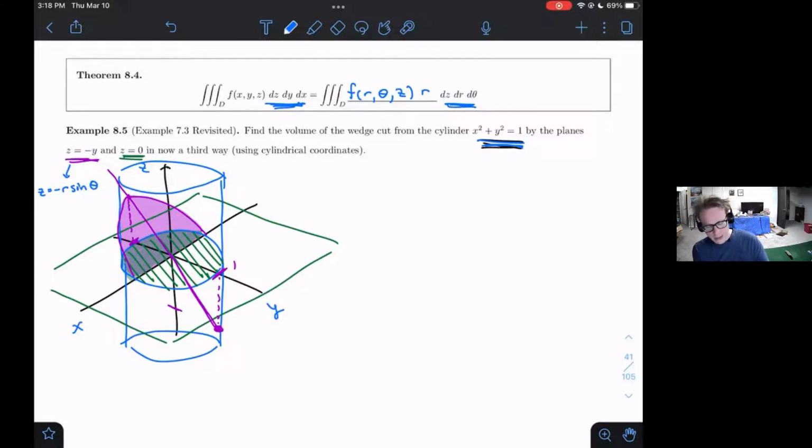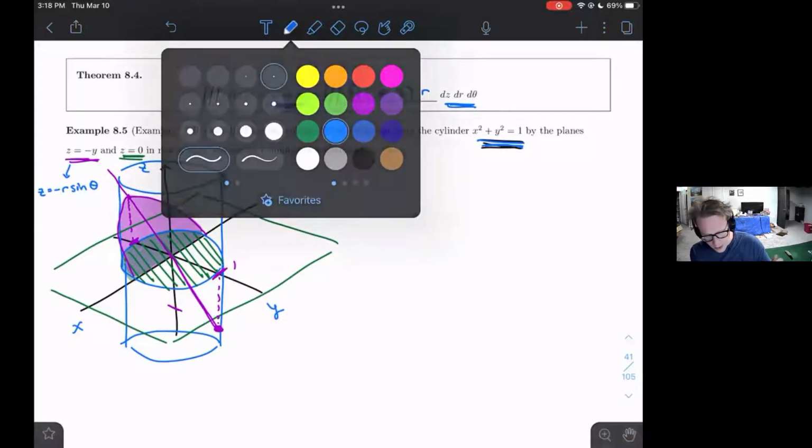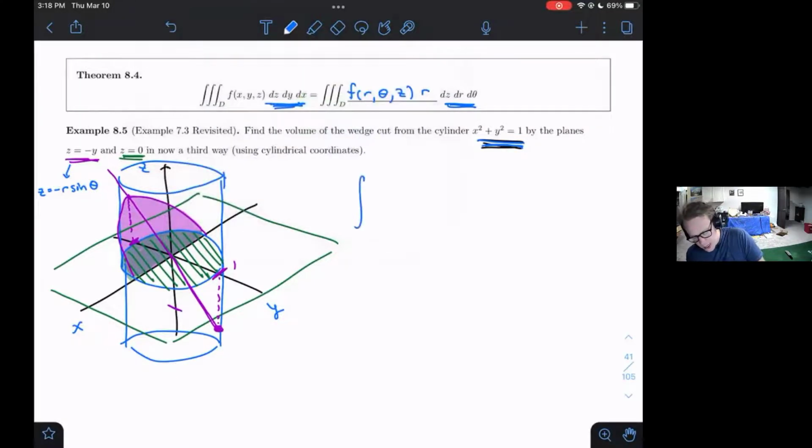Okay, with that, if I was to try to calculate this volume, we need a triple integral here. If I want to calculate the volume of this wedge, the function here is going to be 1 in order to get the volume. And thinking about the order of integration, I'm going to integrate this in terms of cylindrical coordinates. That is, I'm going to need an r dz, dr, d theta.